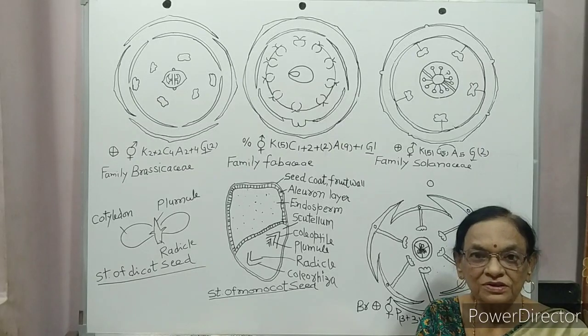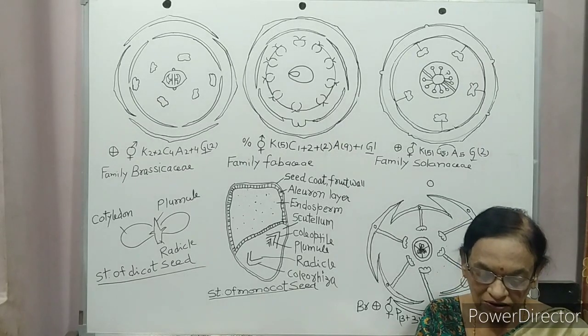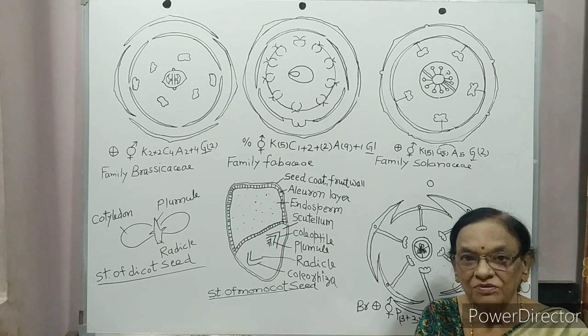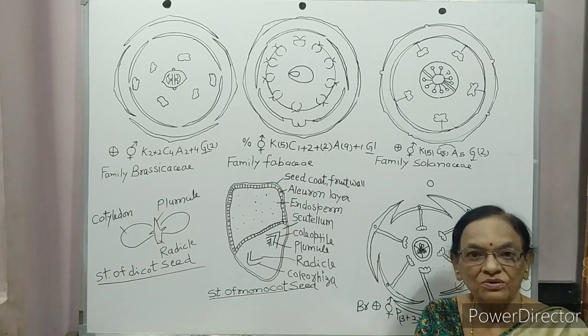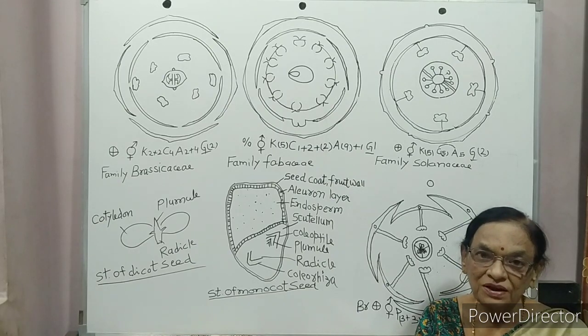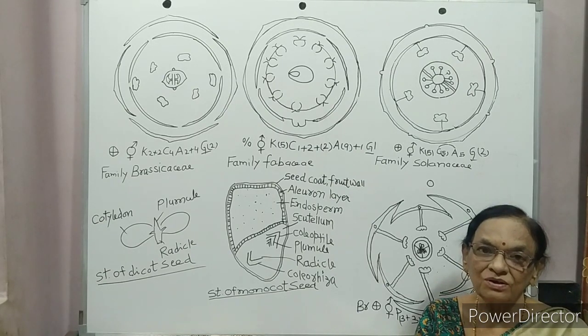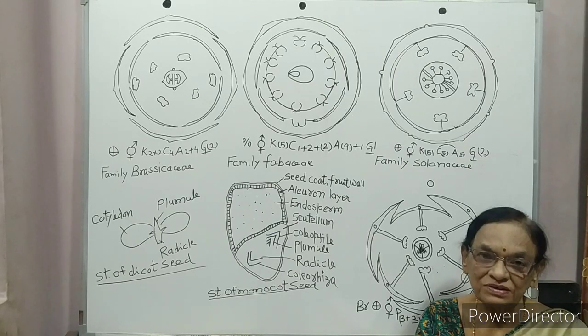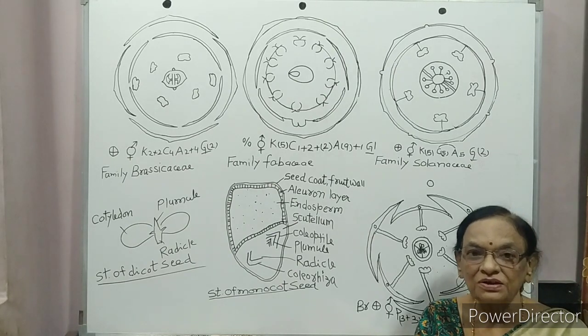Dear students, you are studying morphology of flowering plants. You have studied till placentation. Today we will start with the fruit. Fruit is the fertilized ovary. Ovary after fertilization is converted into the fruit.